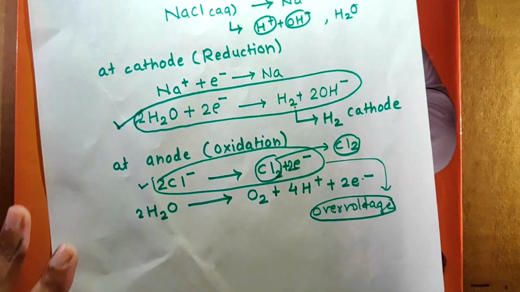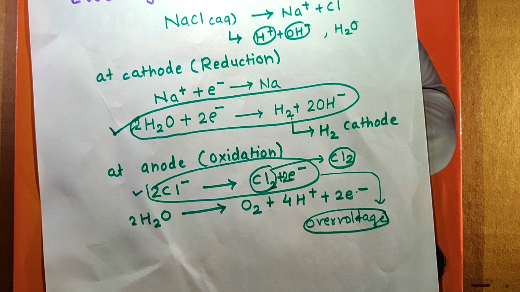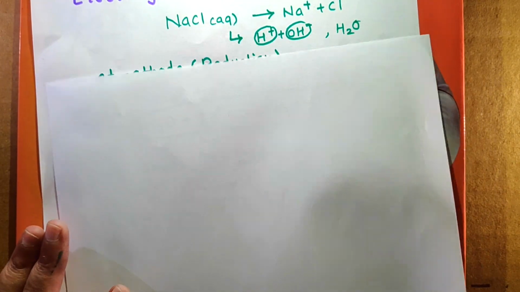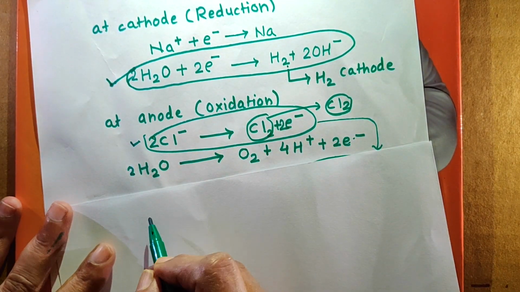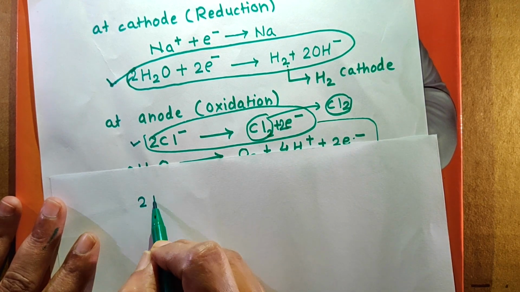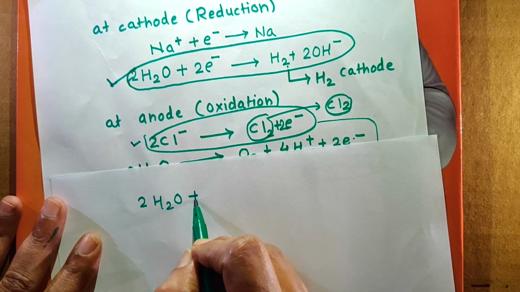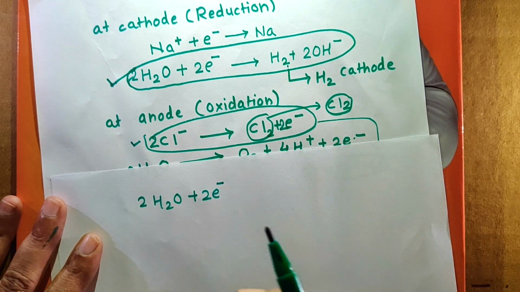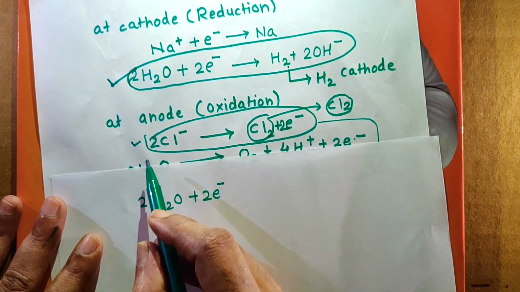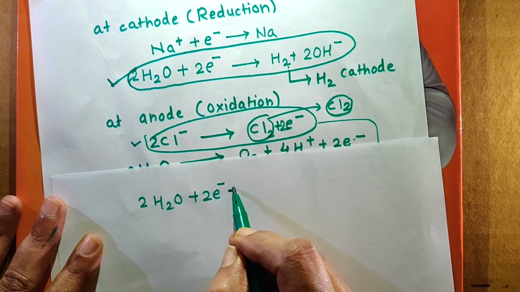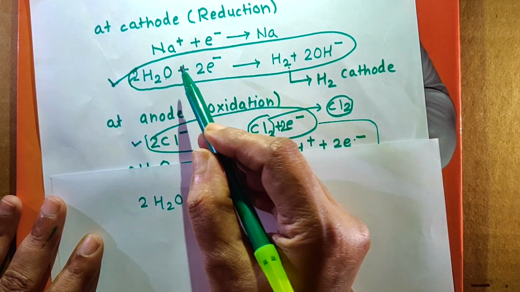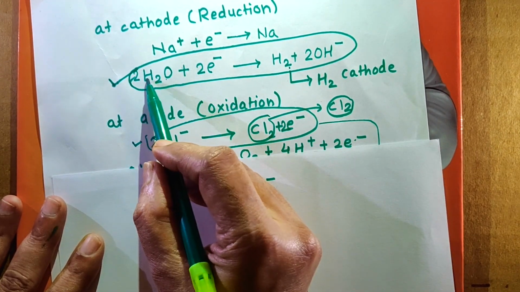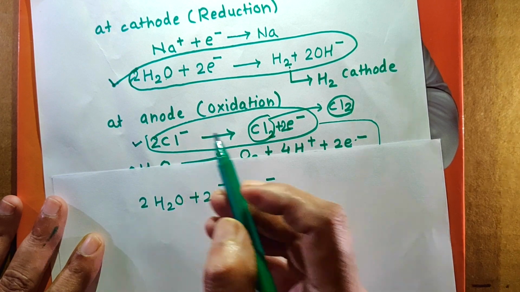So the net cell reaction which is taking place in this electrolysis of aqueous NaCl can be explained here. First, the reaction which takes place at cathode is 2H2O plus 2 electrons, and here at anode we have 2 Cl minus. We have to add these two reactions, 2H2O plus 2 electrons plus 2 Cl minus.